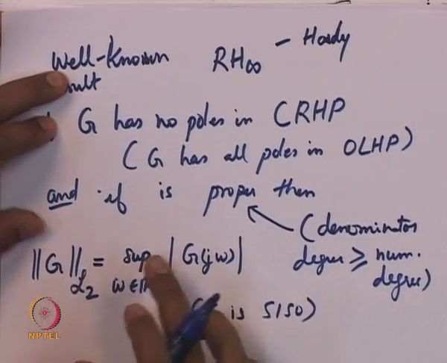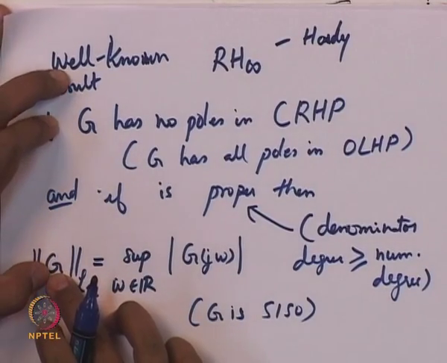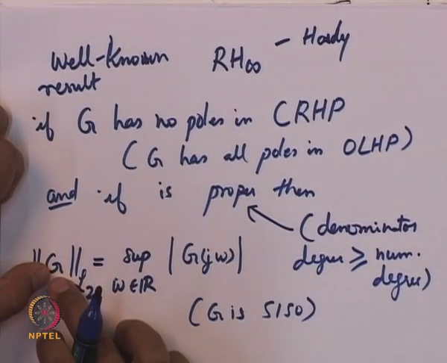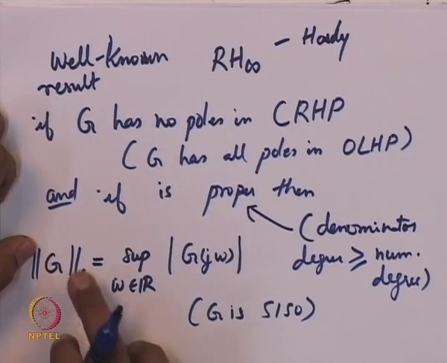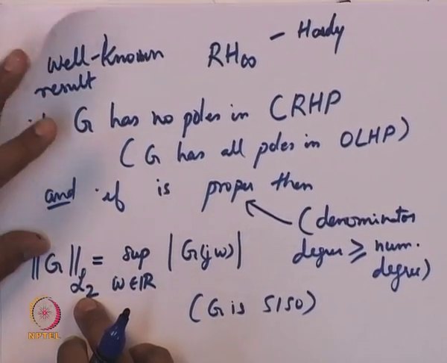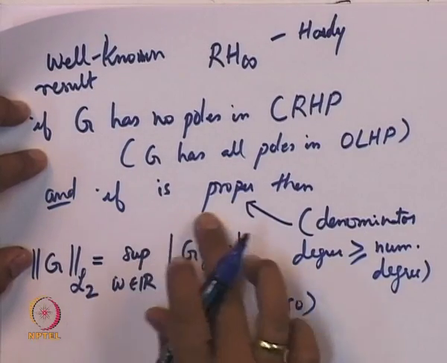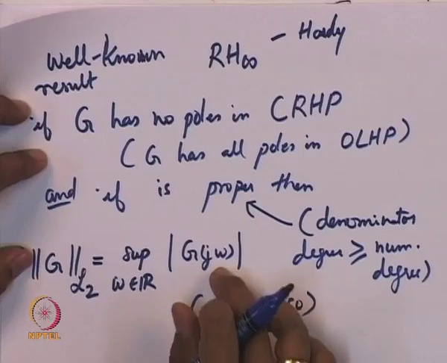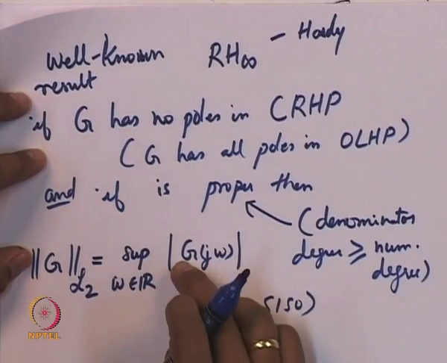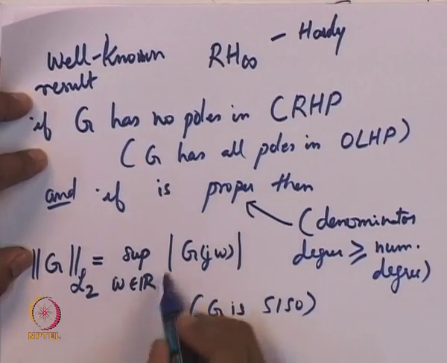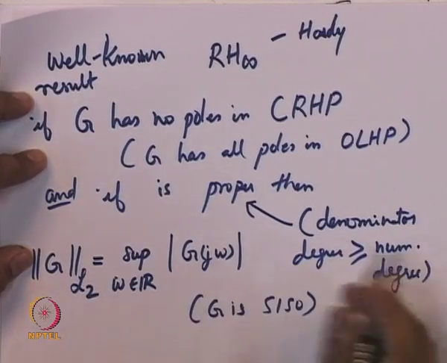So, for this class of transfer functions G, which are real rational and which have all their poles in the open left half complex plane, it is well known that the L2 induced norm that we defined is equal to just the supremum of this particular value here. Take the absolute value of G at different points on the imaginary axis and look at the supremum over all these points. So, that is what brings us to the Bode plot, the Bode magnitude plot to be precise.